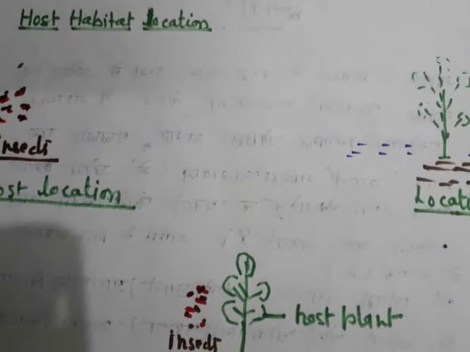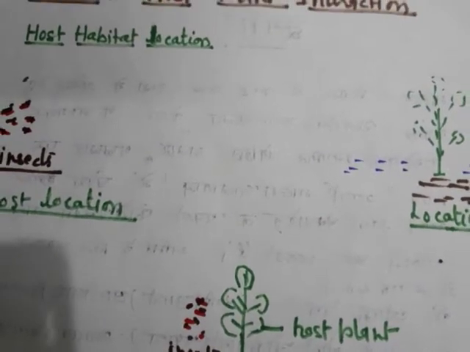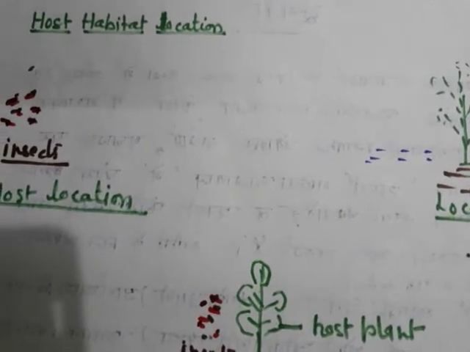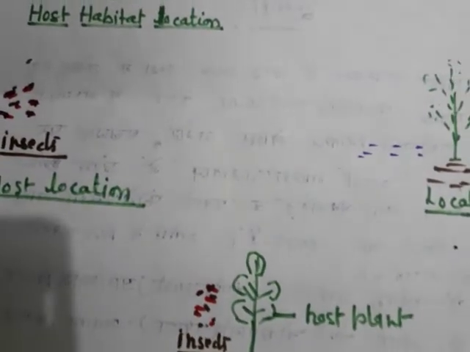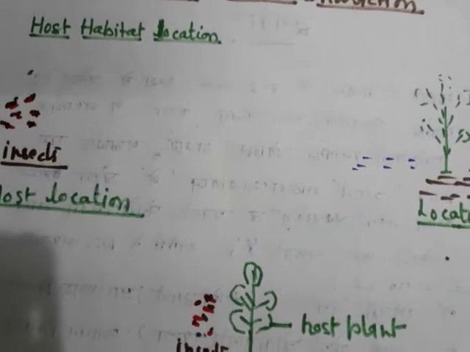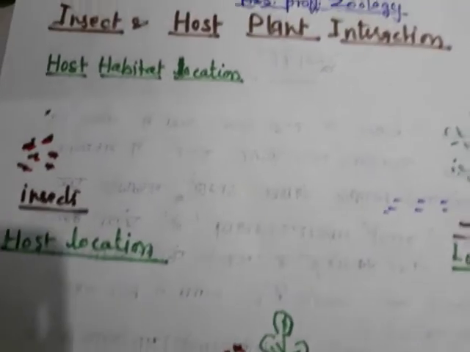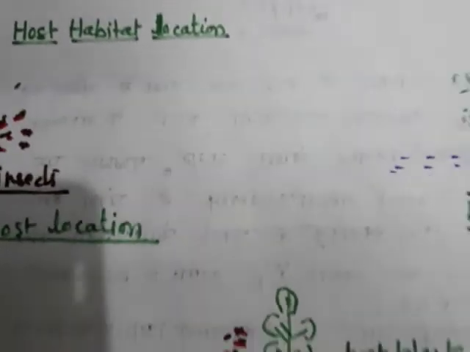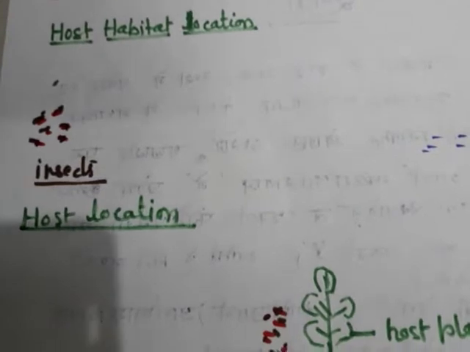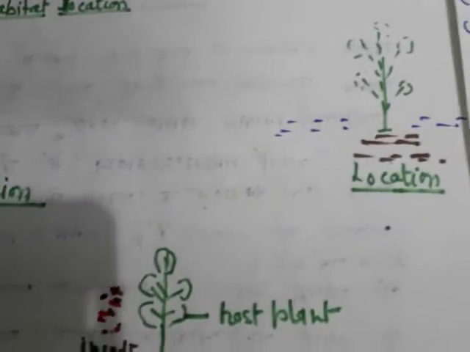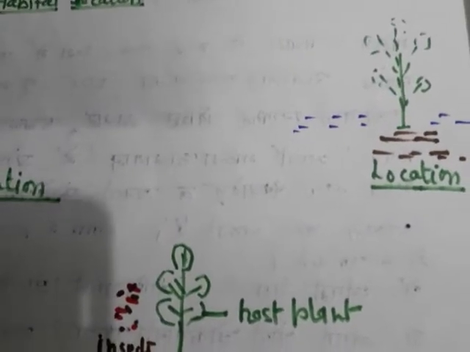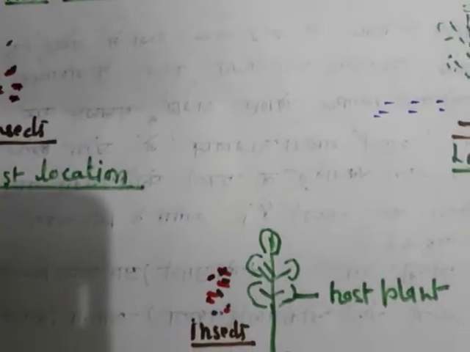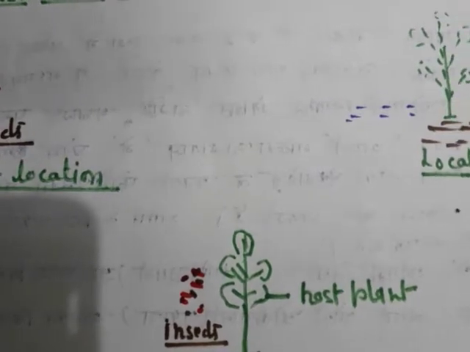There are many ways for insects to select the host plant. First, host habitat location. These are insects and this is the location. At first, insects find the host habitat location by visual cues.